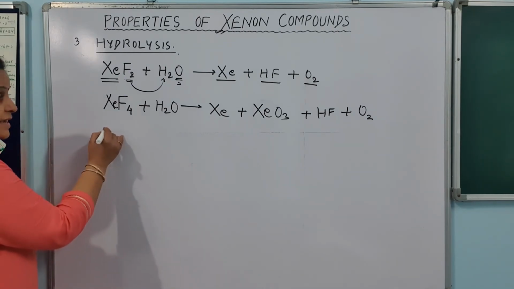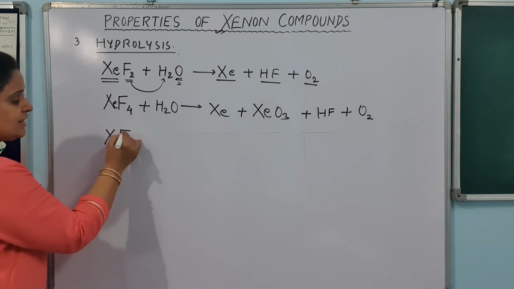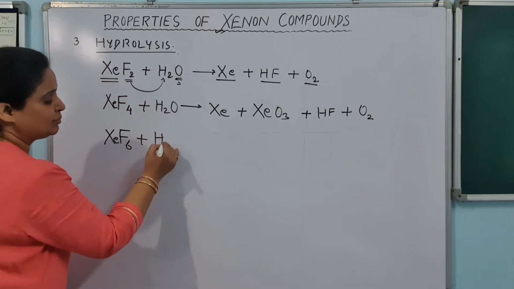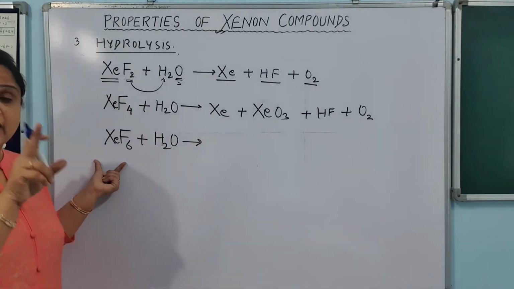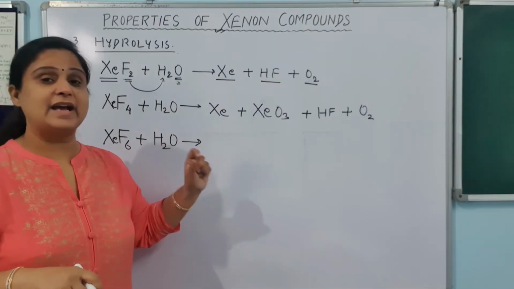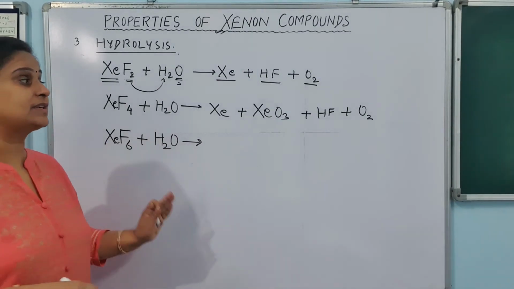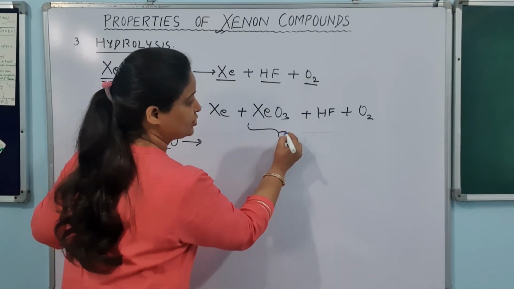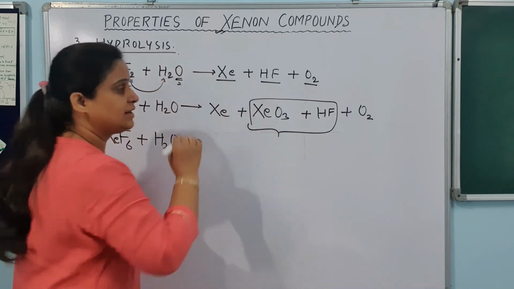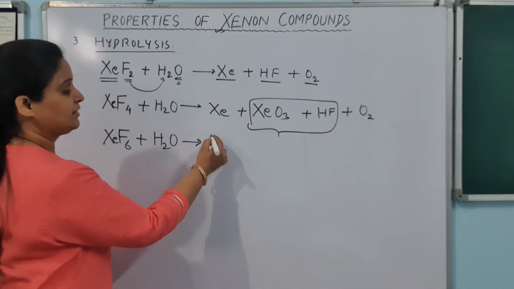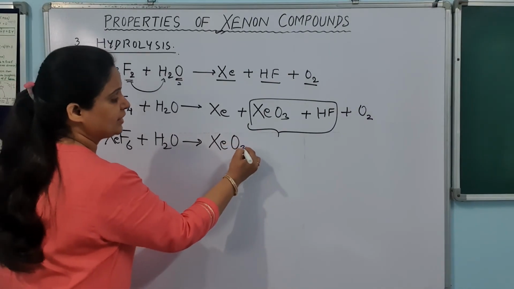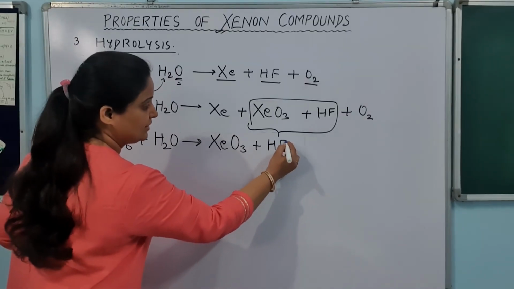ठीक है? In the same way, if I go for XeF6, let's see the complete hydrolysis product of XeF6. As I told you, write down the reaction in the same way as I am telling you, because most of the time students get confused. So these two will be the final product. I wanted you to see this reaction very carefully. The final product will be XeO3 and HF.